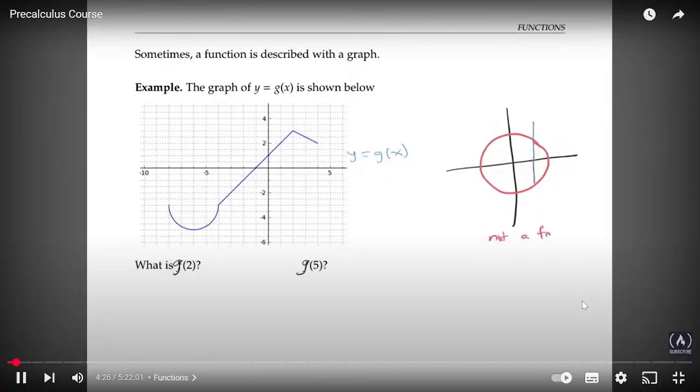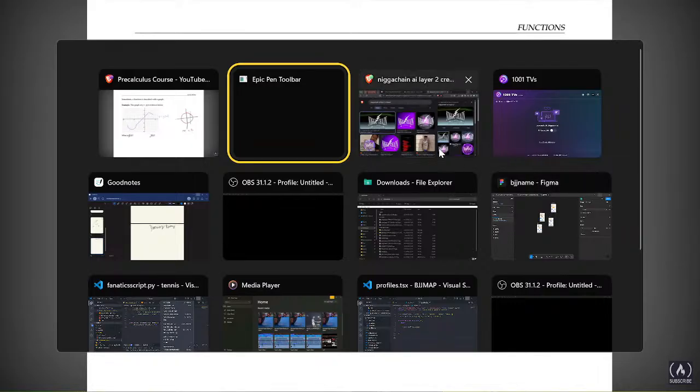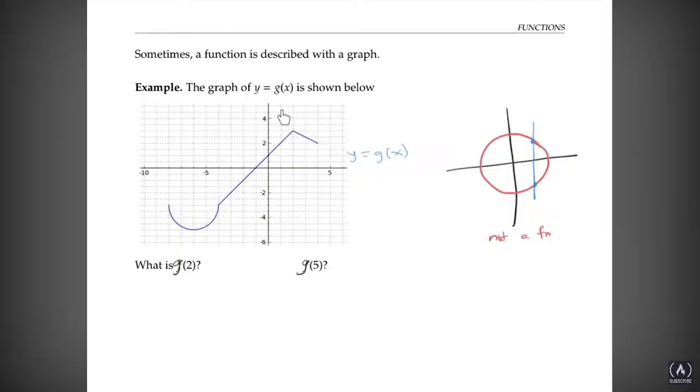The vertical line test. You can draw a vertical line, and it'll intersect the graph in more than one point. But our graph at left satisfies the vertical line test. Any vertical line intersects the graph in at most one point. That means it's a function because every x value will have at most one y value that corresponds to it.